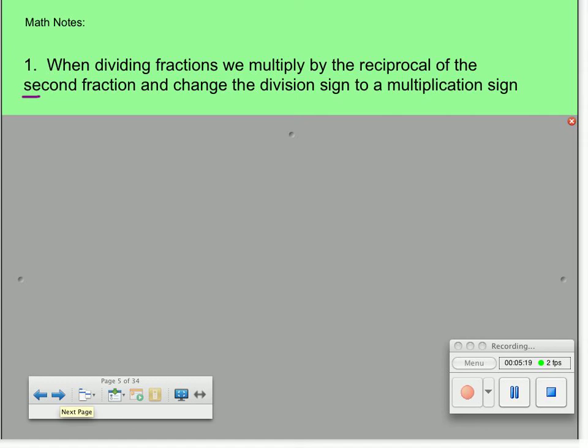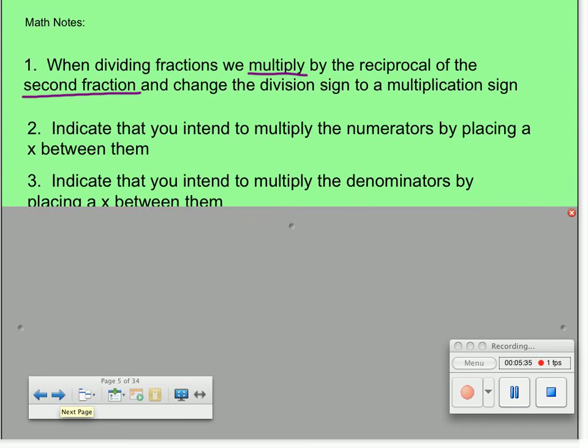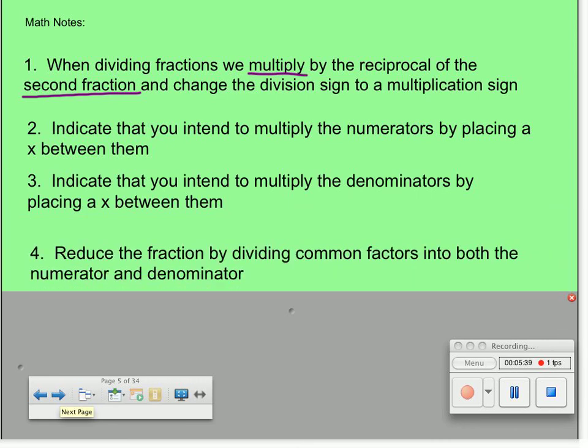And you're writing these down in your math notes. So when you divide the fractions, you multiply by the reciprocal of the second fraction. So obviously, if we're multiplying, you're going to change that division sign to that multiplication sign. Once you have done that, this, for multiplying fractions, would have been step number 1, where you're going to indicate the intent to multiply the numerators by placing a multiplication sign between them, and then you're going to do the same thing for the denominators.